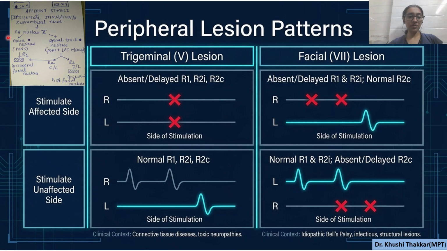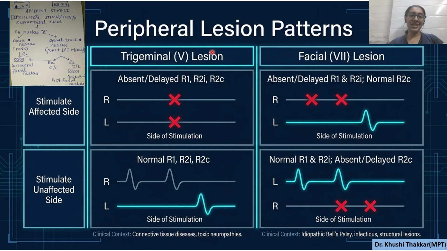Now stimulation of the unaffected side. The cranial nerve nucleus of this side was affected, so you got no response. Now if the unaffected side is stimulated, its entire pathway is intact, right? Its main nucleus, spinal tract nucleus and the result. So you will get all the normal R1, R2, ipsilateral, contralateral.